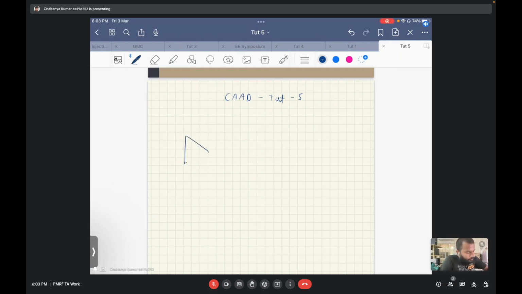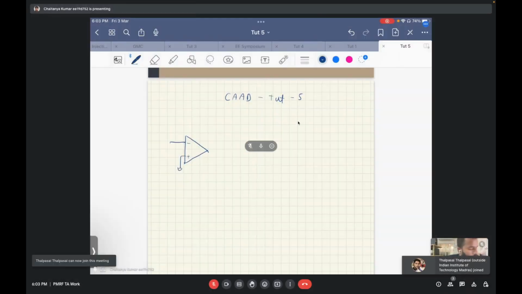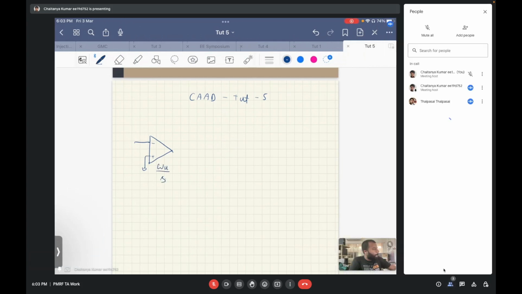So we had an op-amp that was a non-ideal one. This op-amp was a non-ideal op-amp with a transfer function of omega u by s.